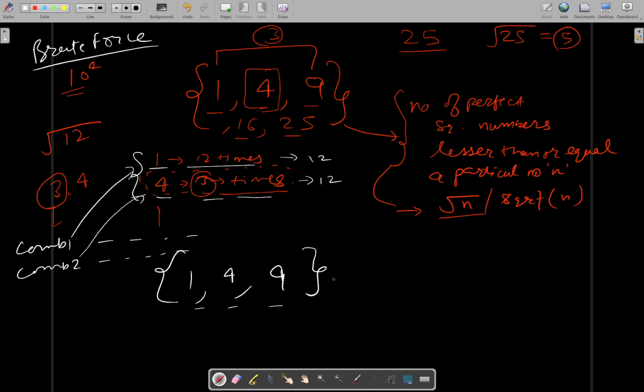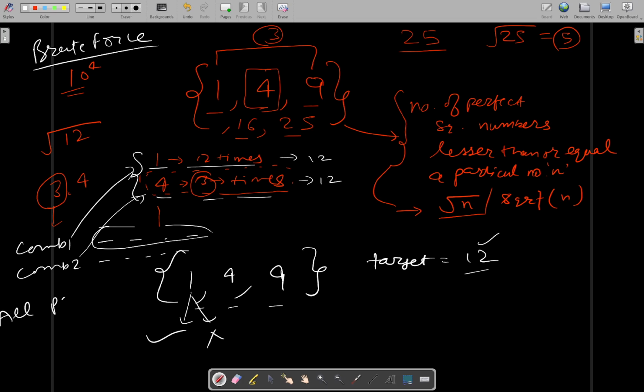So for every number that is a perfect square and less than your target value, let's say the target value is 12, there will be two options. Either you will take it into the combination or you will reject it. Depending upon the combination you have formed, you will see whether it sums up to your target. If so, you will see how many numbers are there in that combination. So you will be generating all the possible combinations.